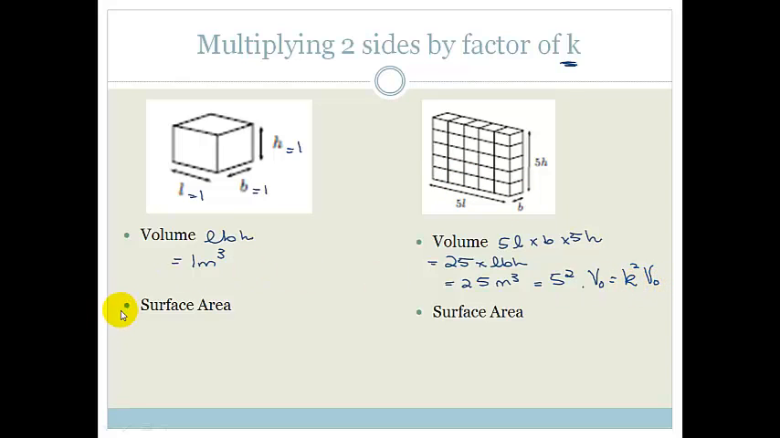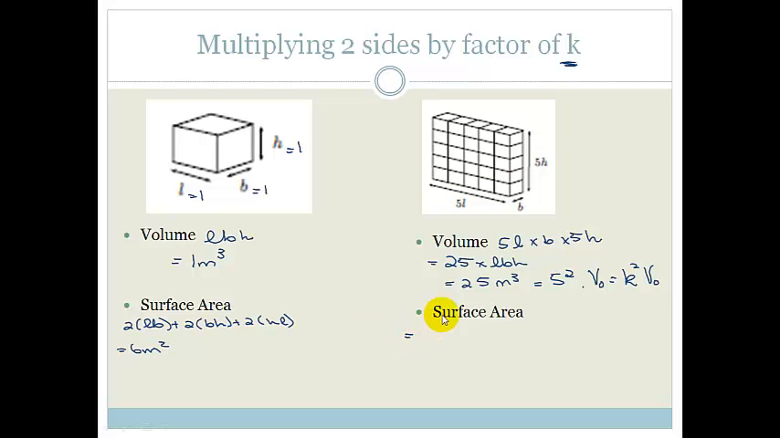Okay, let's look at the surface area. Again, the total surface area is going to be 2 times LB plus 2 times BH plus 2 times HL, which in this case happens to be 6 square meters. Let's look at the surface area now. Wherever we have an L, we now have a 5L. Wherever we have an H, we have 5H, and B stays the same.